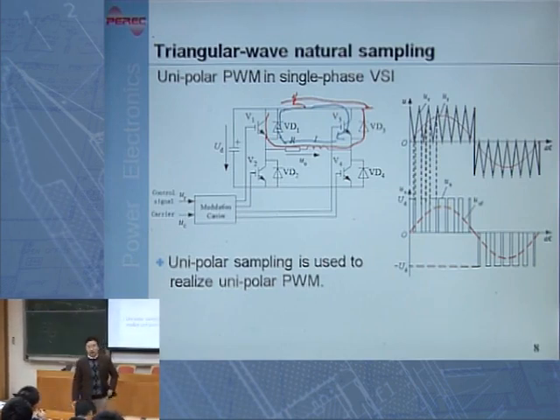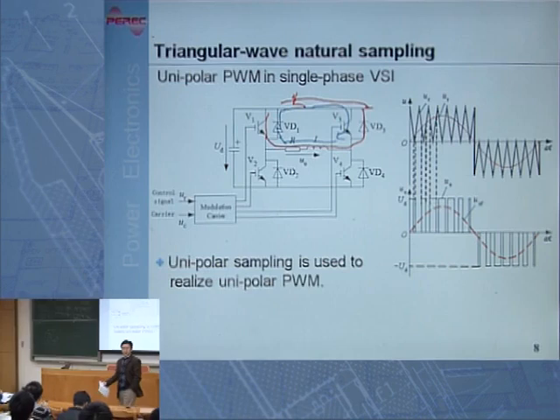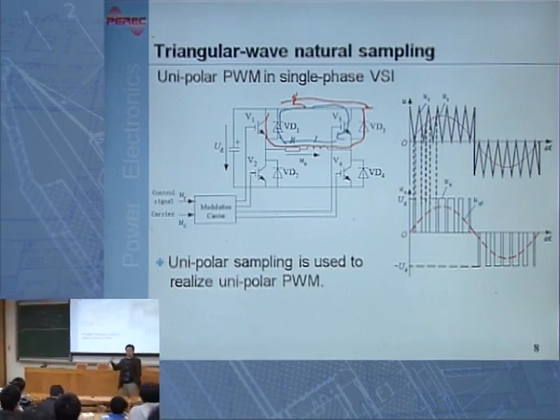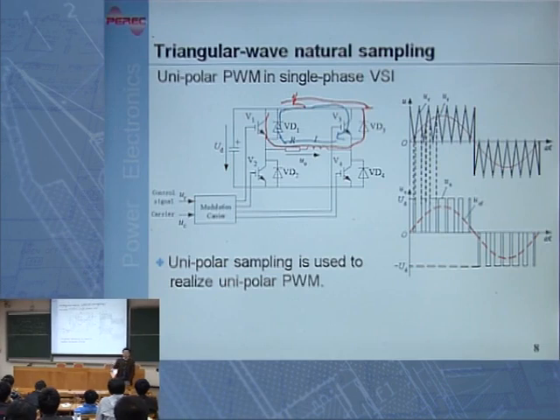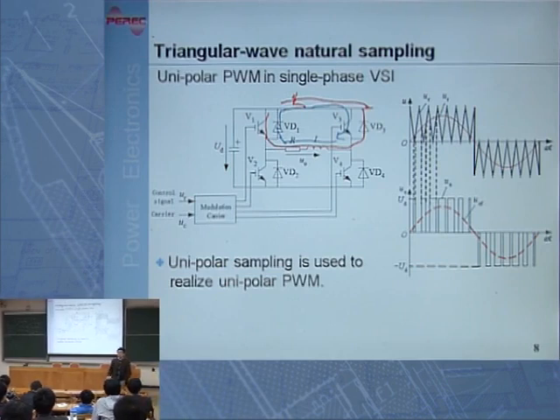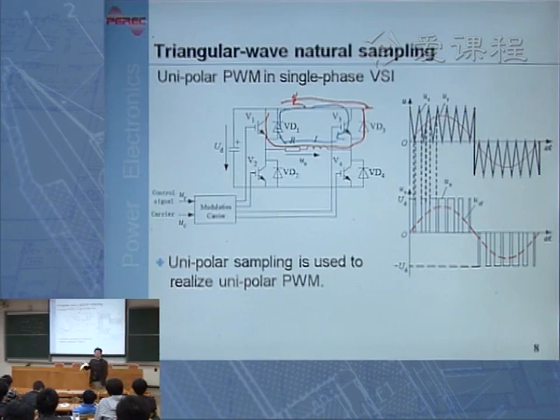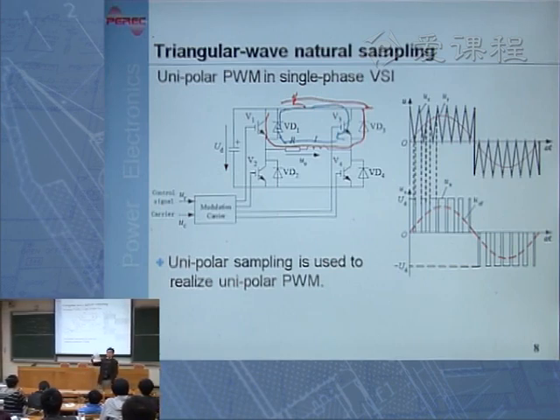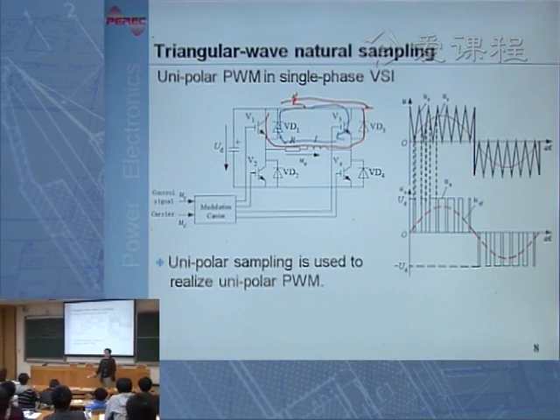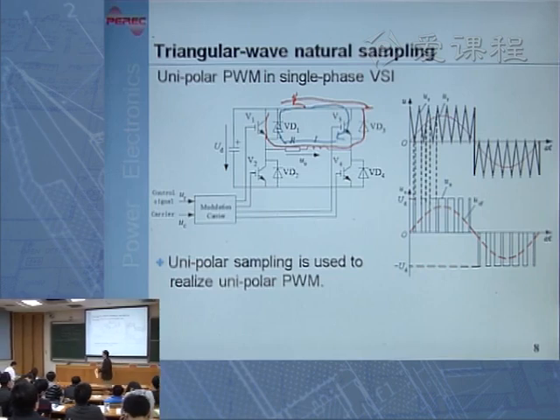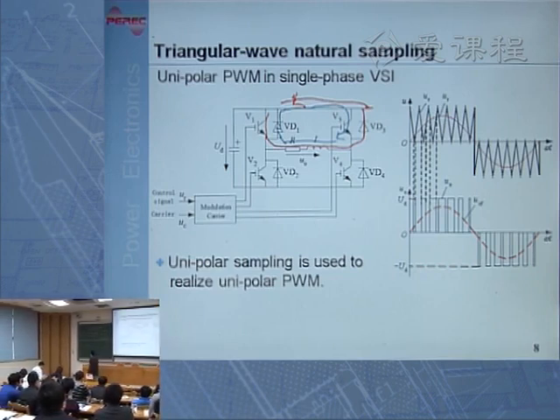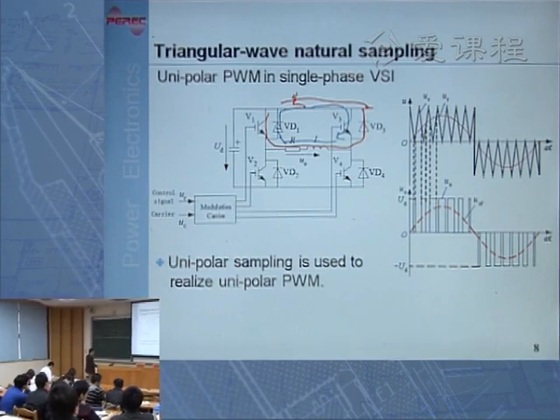What is the other way? I can send turning on signal to V1, V3 and send turning off signal to V2 and V4. What is the other way? The other way around, right? Send turning on signal to V2 and V4, turning off signal to V1, V3. So I have two ways to realize this zero output voltage. Okay? So for positive half cycle, I can do that this way.